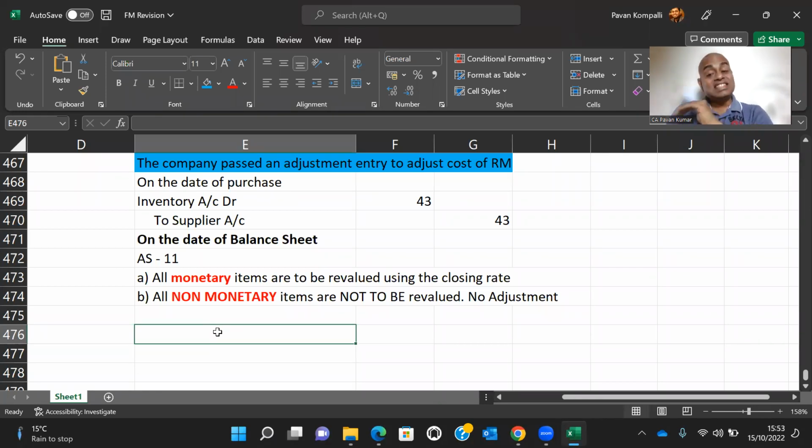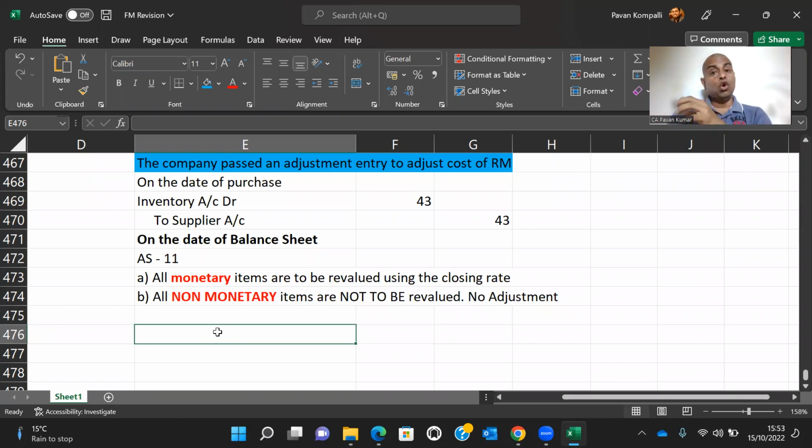Even if you are an investor, you know how much you will get on the date of maturity. Pavan sir, I purchased a debenture from Infosys. Do you know how much you paid? Yes, 100 rupees. Do you know how much you will get? Yes, after 5 years, 110 rupees. Then it is a monetary asset.